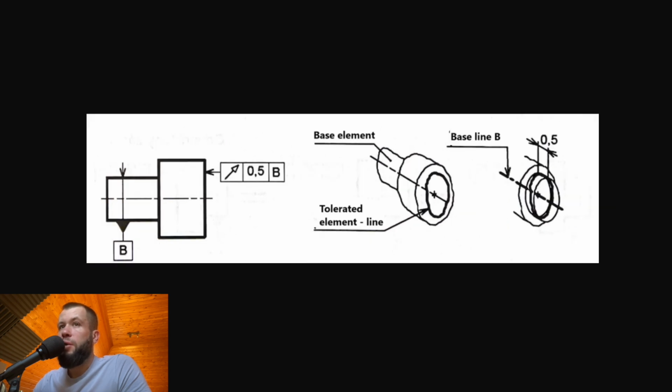The tolerance of the circular front runout is limited on a diameter of the tolerated front surface by two circles distant from each other in the axial direction by the tolerance value and lying on the cylinder whose axis is identical to the base straight line B, as you can see in this picture.